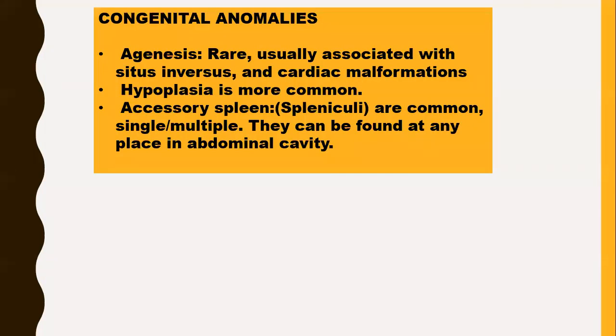Congenital anomalies of spleen. First one, agenesis. Agenesis of spleen is rare and usually it is associated with situs inversus and cardiac malformations. Second anomaly is hypoplasia, which is more common than all other anomalies. Third thing is accessory spleen or spleniculi. These are also common, single or multiple in number, and they can be found at any place in the abdominal cavity.